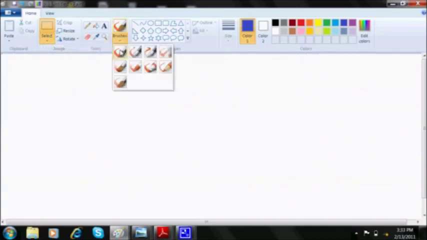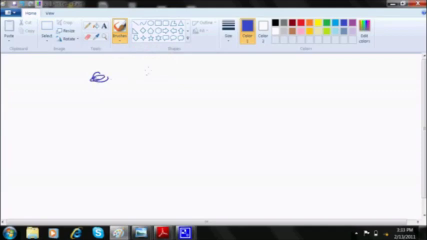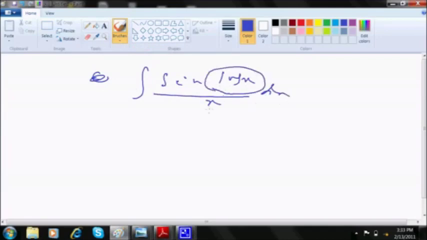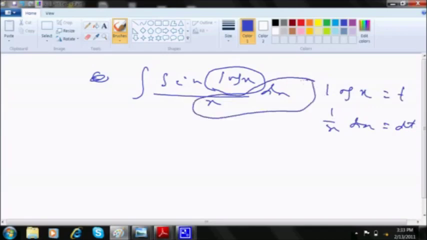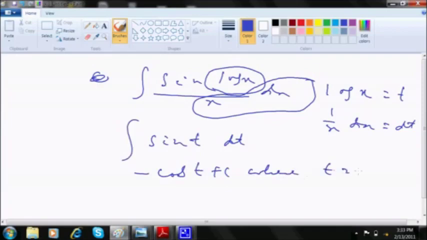It can simply be anything like integrate sine of log x by x dx. So what will you take? You can make out that the derivative of log x is 1 by x, which is waiting outside. So log x is t, 1 by x dx is dt. So dx and 1 by x go as dt. I'm left with sine t. So this is minus cos t plus c, where t equals log x.